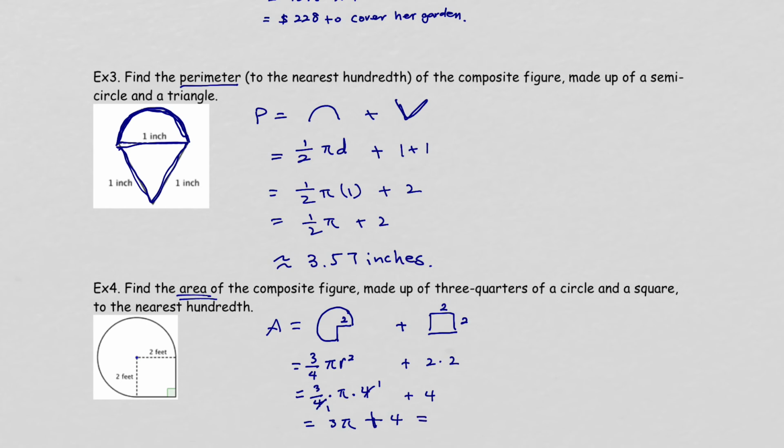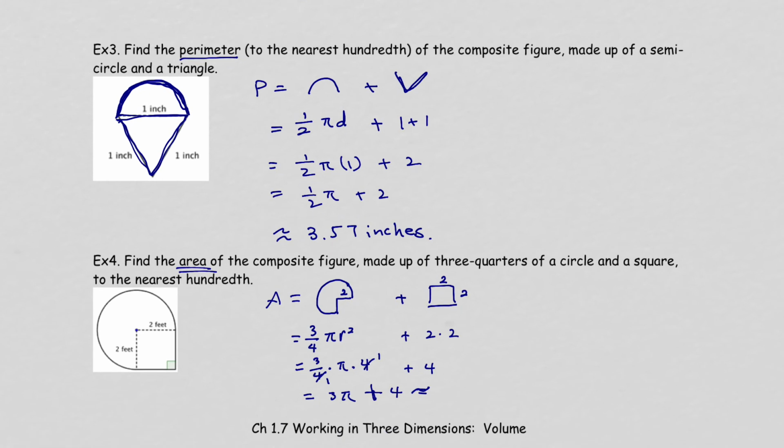So then you end up getting 3 times 3.14 because that's pi, right? And plus 4, you will get close to, let me wiggle the line, 13.42 square feet.